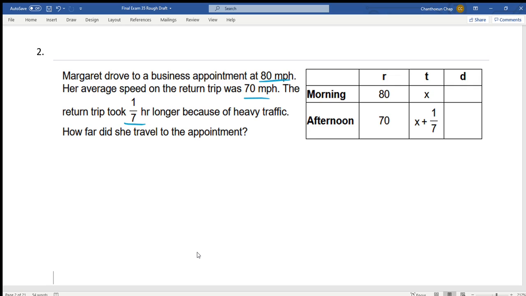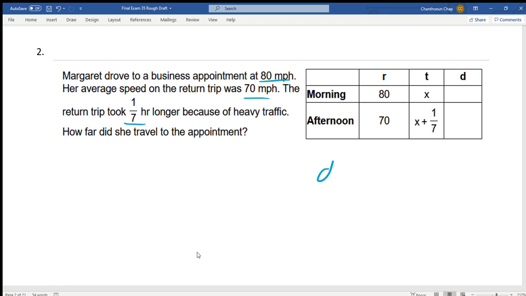It's convenient that they gave us a table and they filled in some information for us. In the morning she drove 80 miles per hour, and on the return trip she used a speed of 70 miles per hour. The time is unknown for the trip, so we leave it as x. And we know in the afternoon it took 1/7 hour longer. That's why we have x plus 1 over 7.